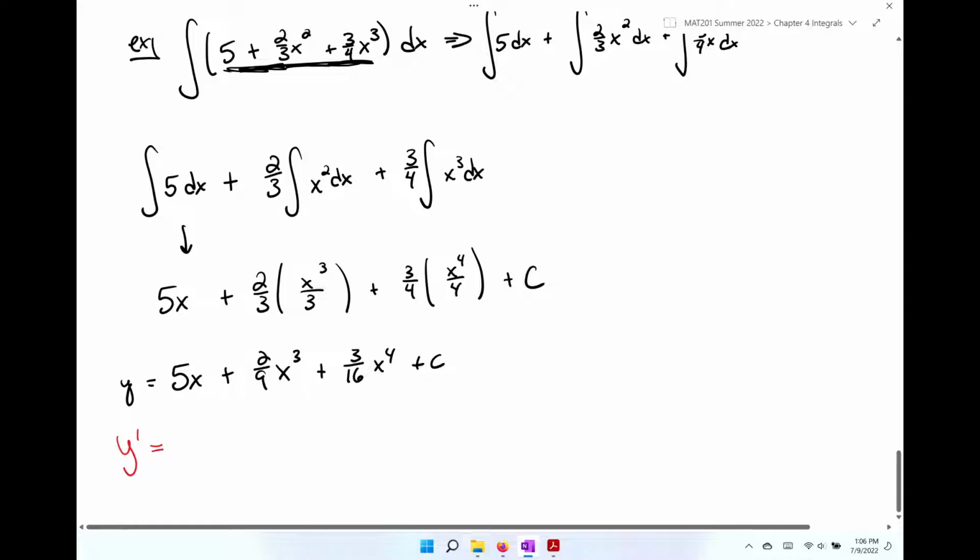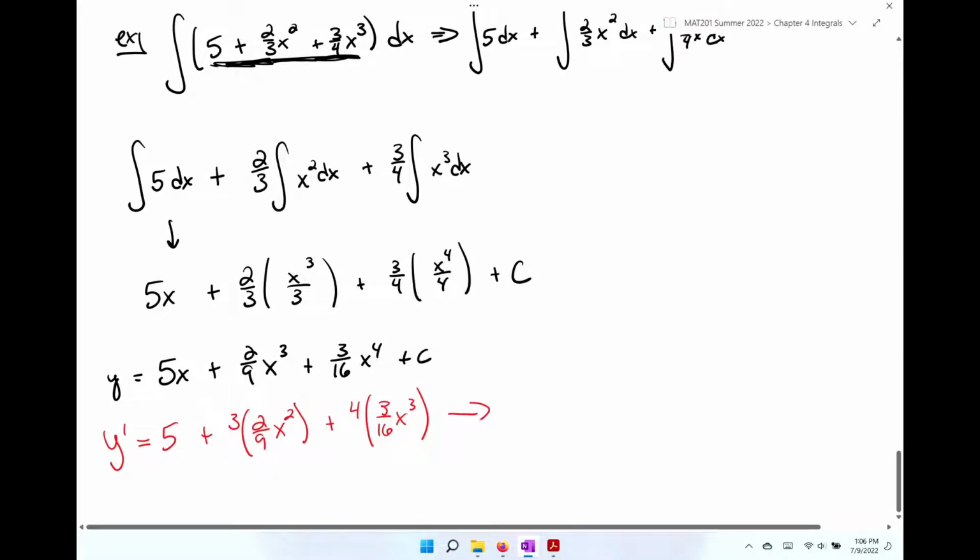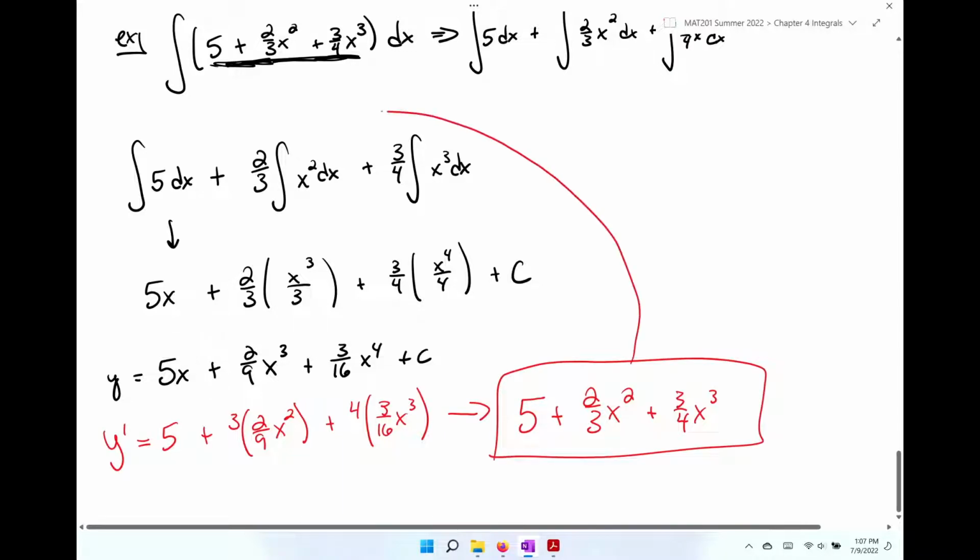y prime is going to equal the derivative of 5x, which is 5, plus, and I'll write it out first, we're going to get 3 times 2/9 x squared plus 4 times 3/16 x to the 3rd. Derivative of a constant is 0. And then if I simplify going from left to right, I'm going to get 5 plus 3/9 turns into 1/3, so it's going to be 2/3 x squared. And then 4/16 is 1/4, so that's going to be 3 times 1/4, which is 3/4 x to the 3rd. So notice you get the same exact function.